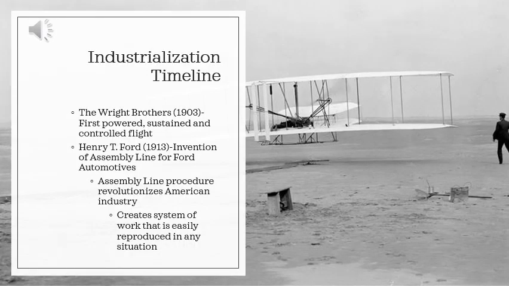In 1903, the Wright brothers powered and sustained controlled flight for the first time in world history. In 1913, Henry T. Ford invented an assembly line to help aid in the production and manufacturing of his Ford Model T pickup trucks. This assembly line procedure revolutionized American industry, creating a system of work that is easily produced in any situation for almost any type of manufactured good.